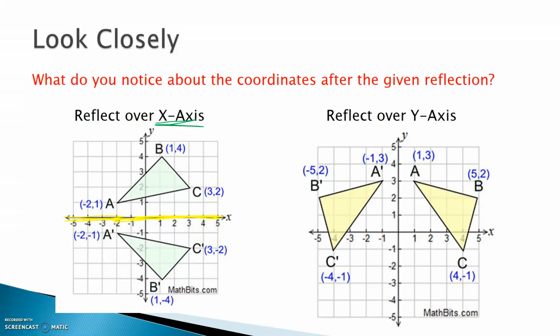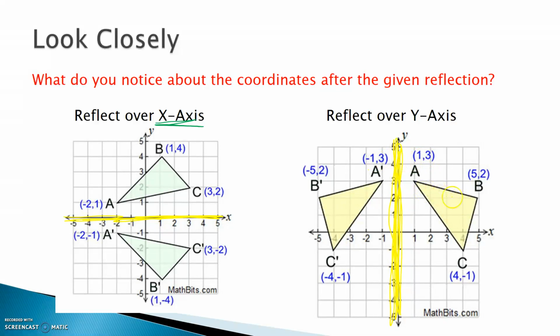Now let's take a look at that same idea over here for the y's. So again, reflect over the y-axis. Now again, I'm going vertically up and down. This is my axis. If I take from A to A prime, what do you notice about the x values now? The y's are staying the same. Still at level 3, but I went from a 1 to a negative 1.